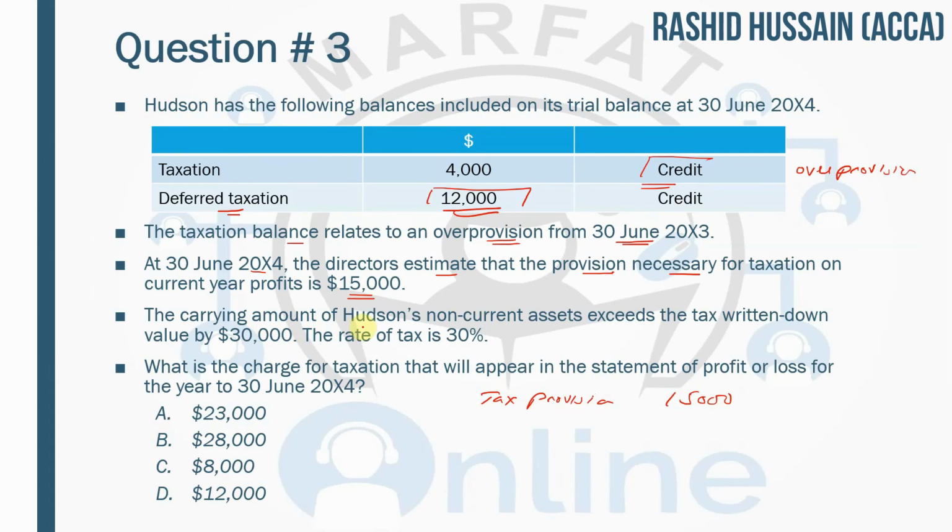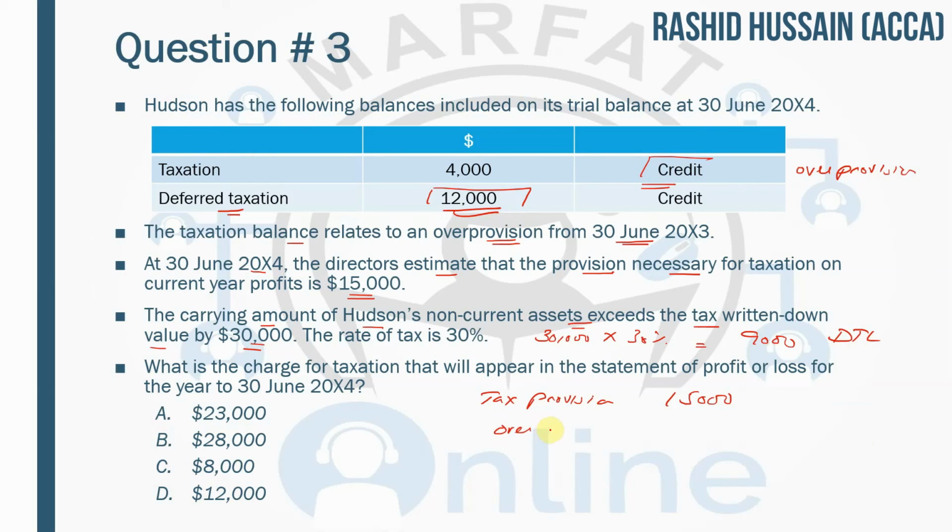The carrying amount of the Hudson non-current asset exceeds the tax written down value, that means the tax base, by 30,000. Here we do not have the closing deferred tax liability. In fact, we have the temporary differences. How do we know that this is a temporary difference? Because the carrying amount exceeds the tax base. So carrying amount is greater than the tax base, so we have the taxable temporary difference of 30,000. When we multiply it by 30%, we have closing deferred tax liability of 9,000. This is the deferred tax liability closing balance.